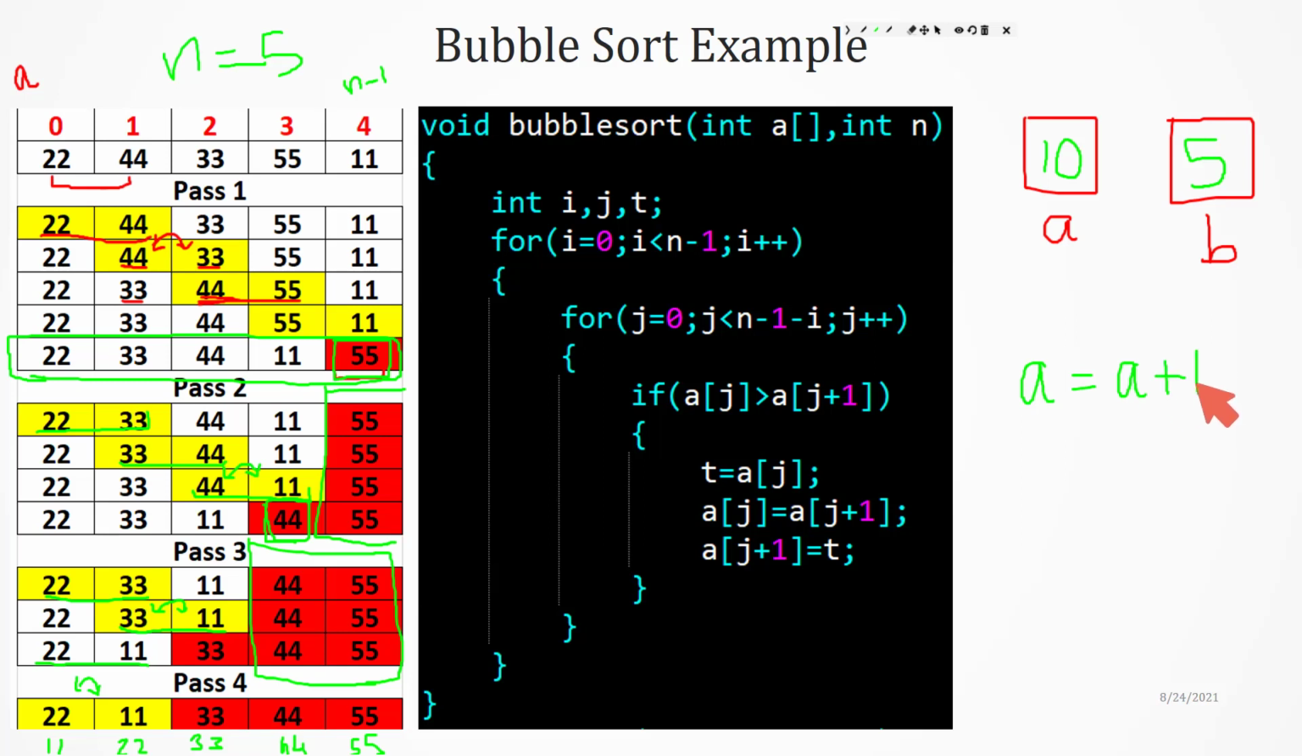First I will do A equal to A plus B. Here I want to swap 10 and 5. So in the end, 10 will be in B and 5 will be in A. Just imagine that after executing some steps, I have to store 10 in B and 5 in A. So first what I have done is A equal to A plus B. So A becomes 15.